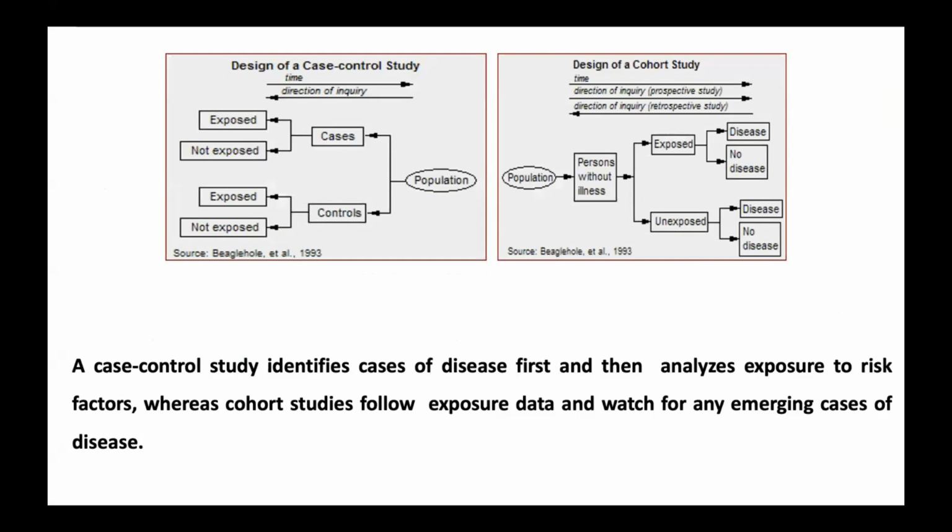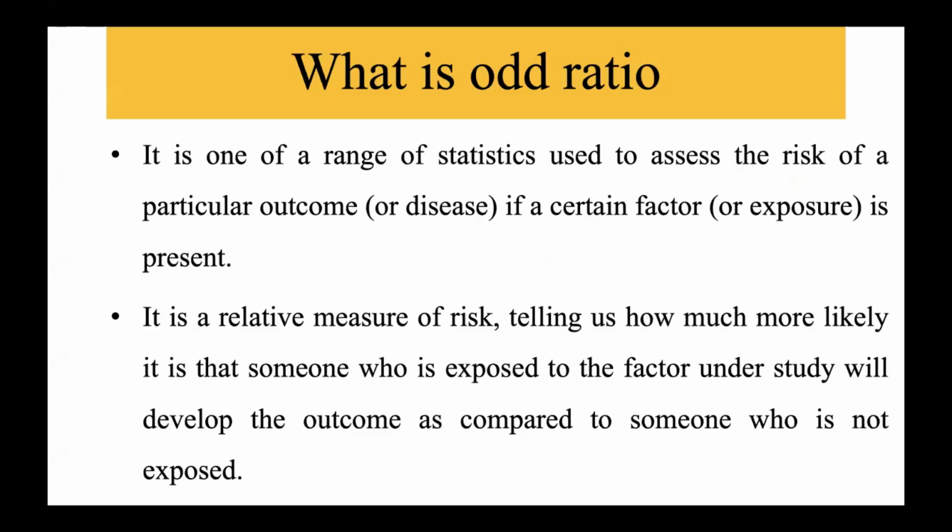A case control study identifies cases of the disease first and then analyzes exposure to the risk factors, whereas the cohort study is the opposite, following the exposure data and watching for the emergence of cases of the disease. On these two sides you are seeing the case control study on the left and the cohort study on the right. In a cohort study we check the relative risk, but in this one we have to check the odds ratio. Now I'm going to another slide giving you the assignment.